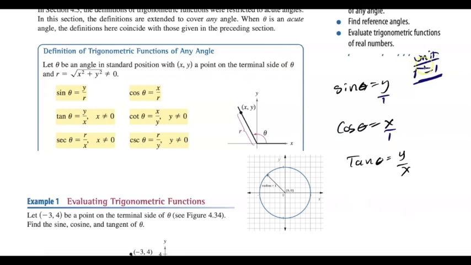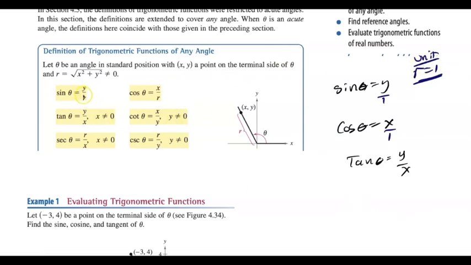But what happens if the radius is not 1? When the radius is not 1, you just divide everything by r. We lucked out before because r was 1, made it a little easier. But when it's not 1, you just got to remember to divide by r. It doesn't affect tan because tan didn't do anything with the radius. It was just y over x. It was just opposite over adjacent.